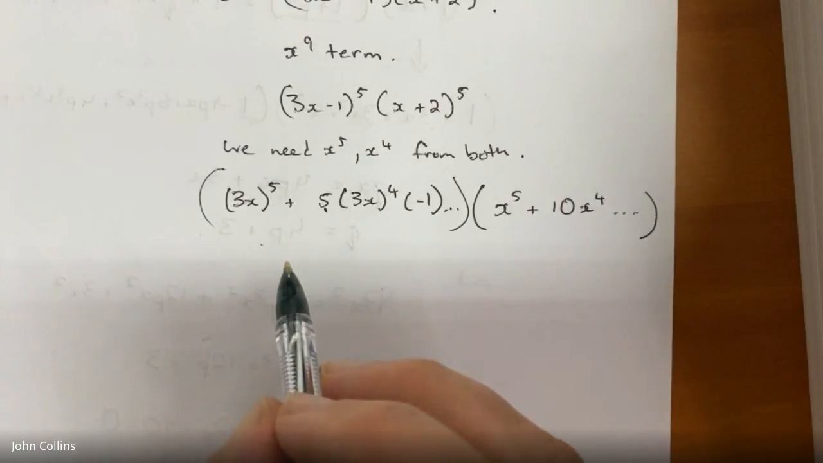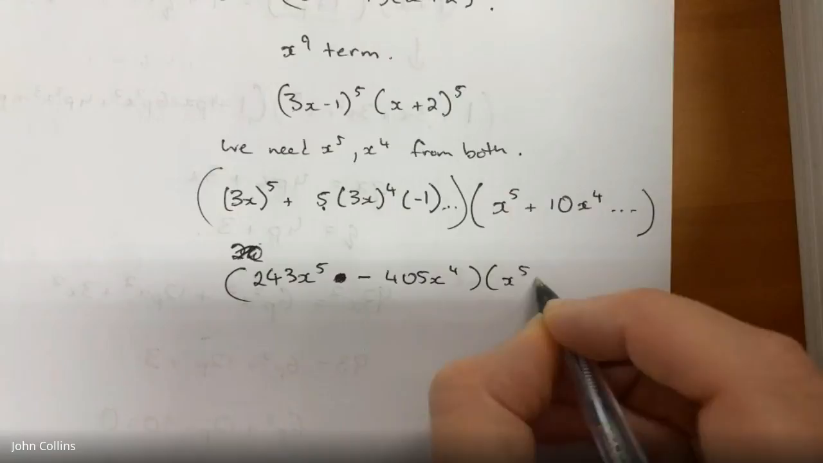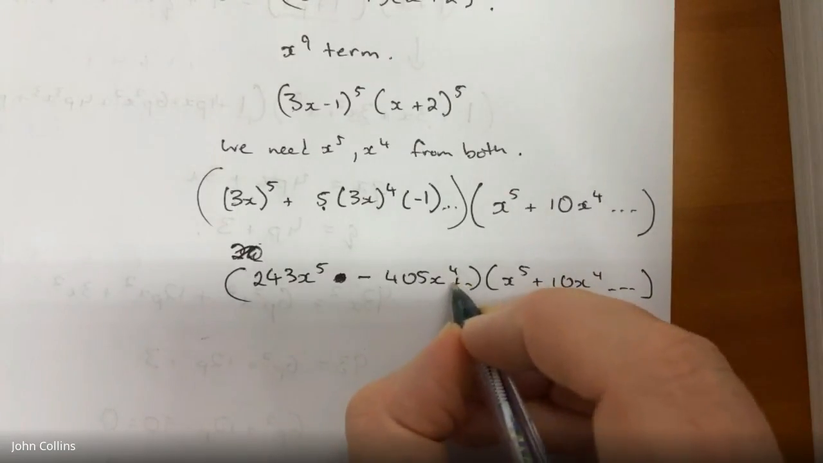Yep. Sorry, I'm taking over. You do it. So 3x to the 5 is 243x to the 5. And the other one, if you multiply out, it's going to be negative 405x to the 4, and it's still going to be multiplied by x to the 5 plus 10x to the 4. Okay. And there is more, but we will do it.